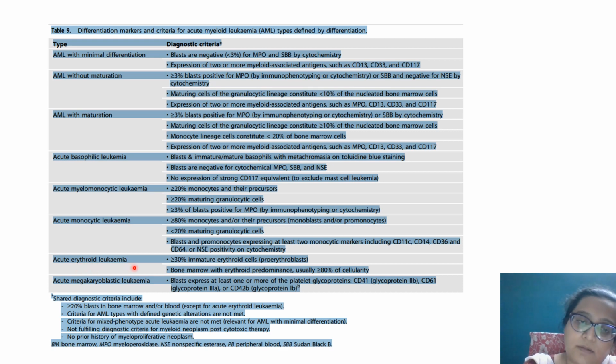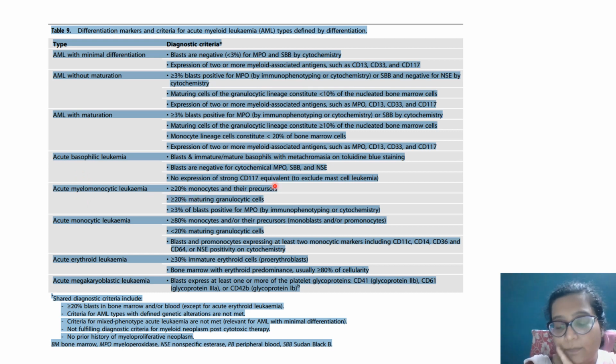Acute erythroid leukemia, you remember 6A, 6B, now it is greater than 30% immature erythroid cells, that is proerythroblasts. Bone marrow with erythroid predominance, usually with greater than 80% erythroid cells, that is no 6A, 6B. Acute monocytic leukemias, 5A, 5B, 5C? No. Greater than 80% monocytes and/or their precursors, that is monoblasts, promonocytes. Blasts and promonocytes are then less than 20%, with maturing granulocytes, and blasts and promonocytes express at least two monocytic markers: CD11c, CD14, CD36, CD64 and NSE.